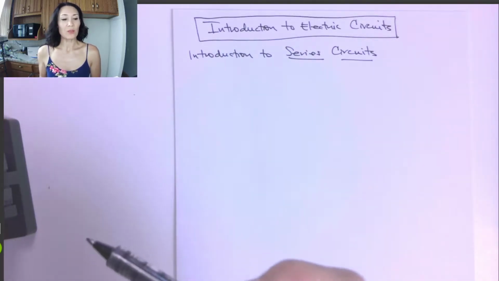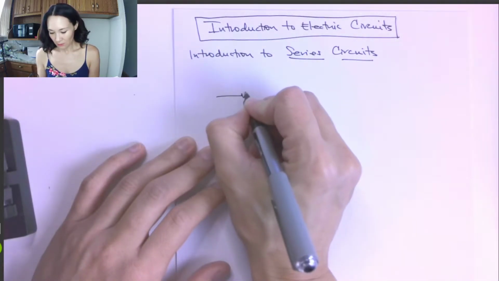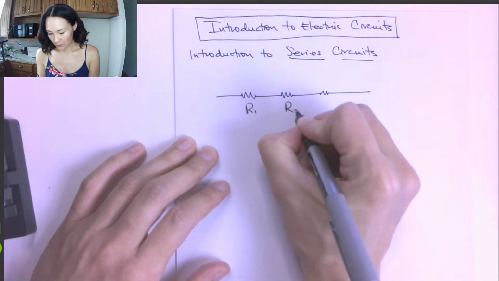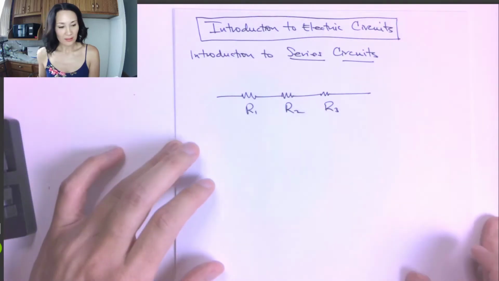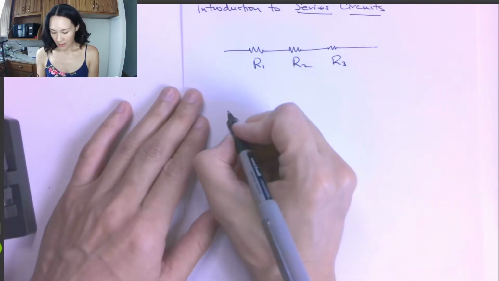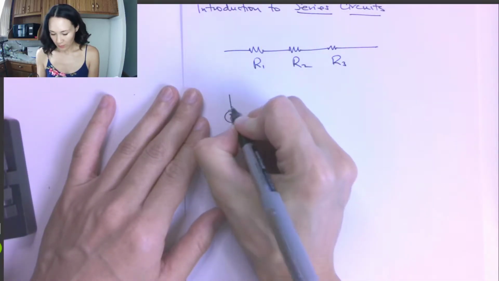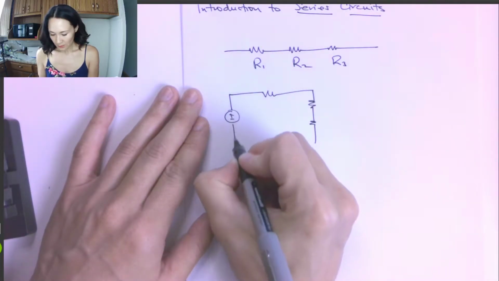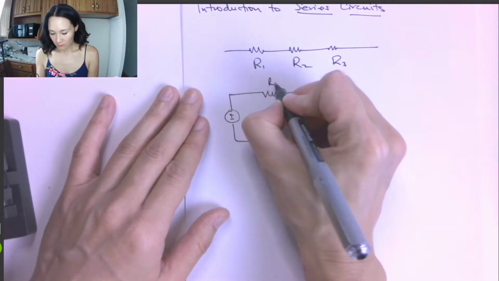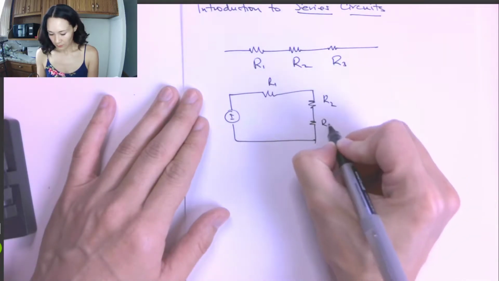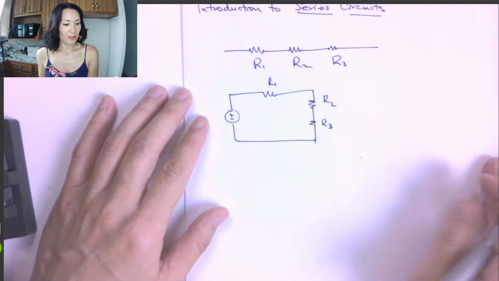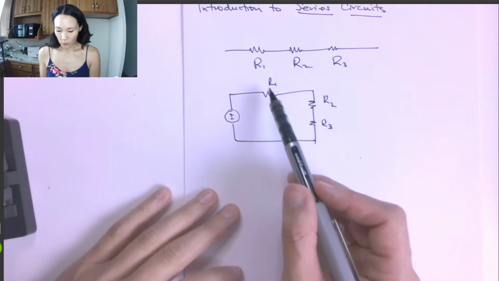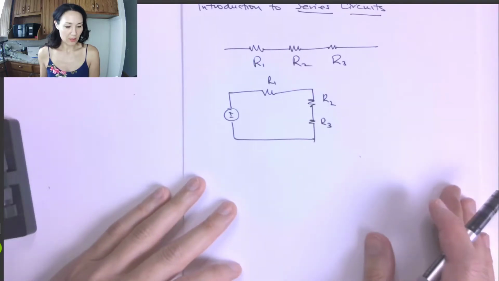So if we place resistors one after the other, like this, then we have resistors in series. And then if we apply a power supply to resistors one after the other, then we have a series circuit. So here's a simple series circuit with 3 resistors in series.